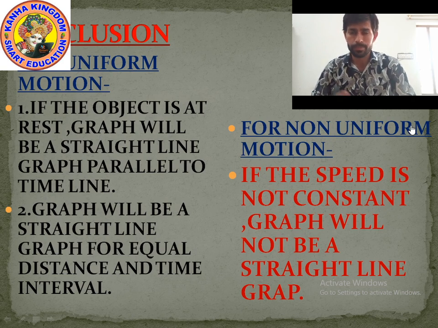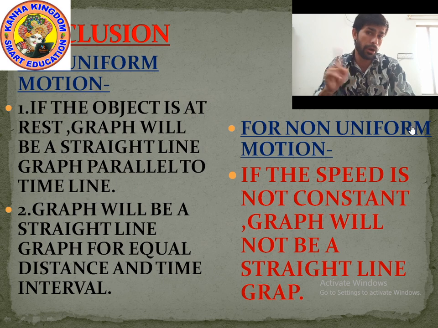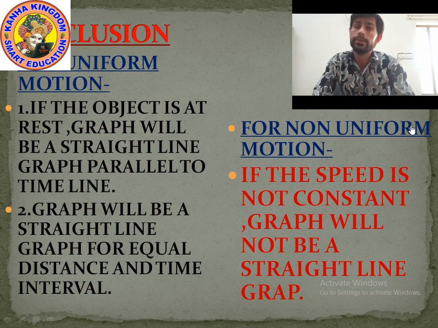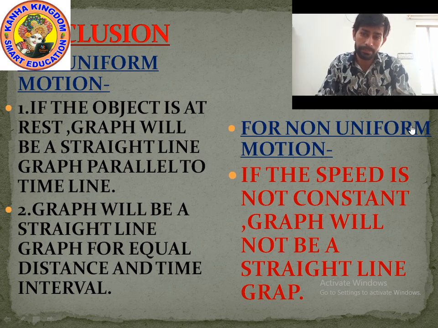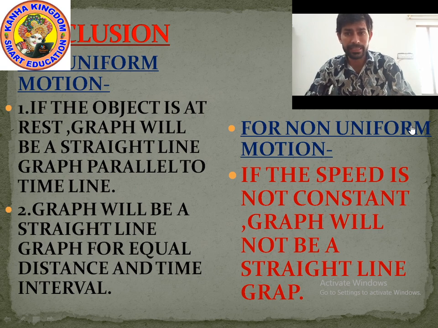Okay. Point number 2. The graph will be a straight line graph for equal distance and time interval. Yes. If the speed is constant, means if the car is traveling equal distance in equal intervals of time, in that condition, the graph will be a straight line but not parallel to the timeline. Not parallel to the timeline. The graph will be a straight line for uniform motion. So always remember, please, if the distance is equal and time is equal, then the graph will be a straight line graph.